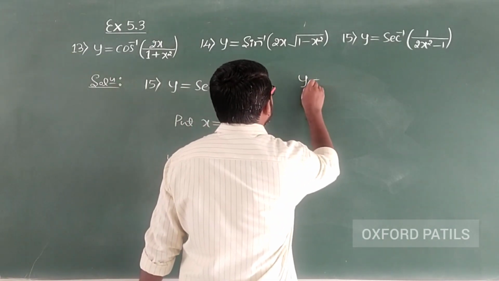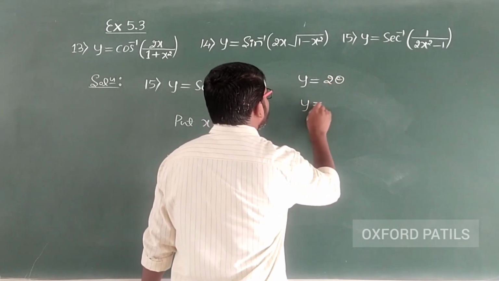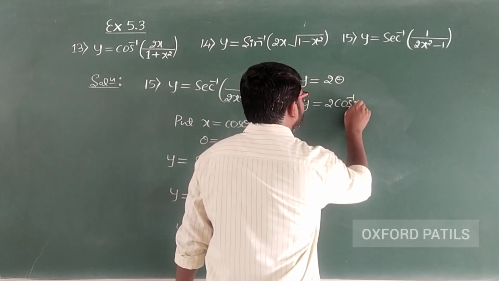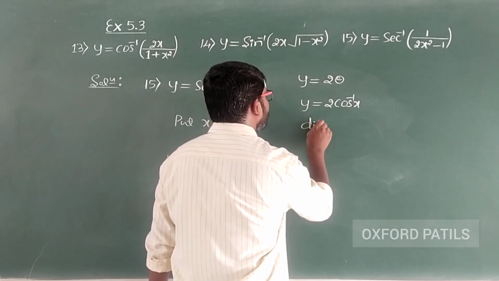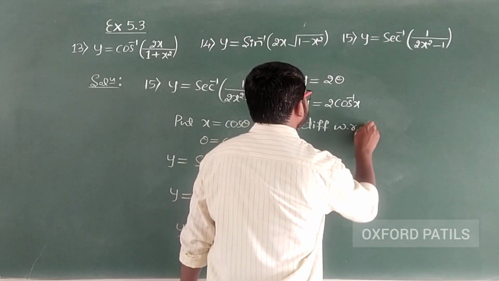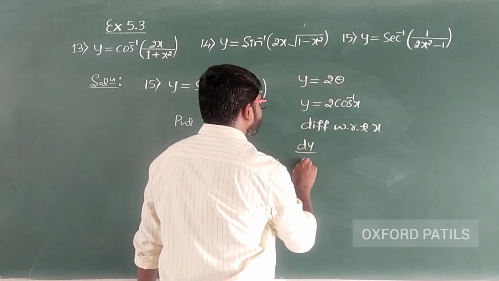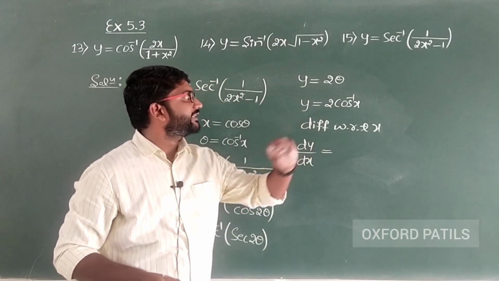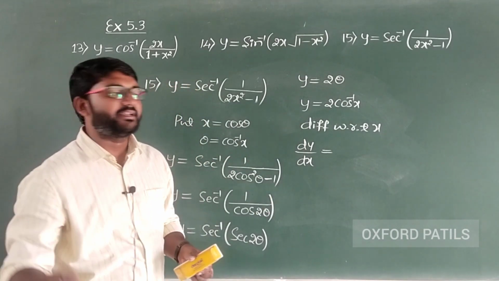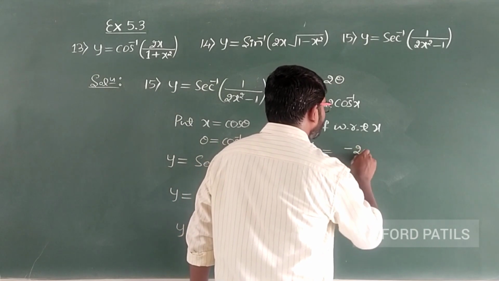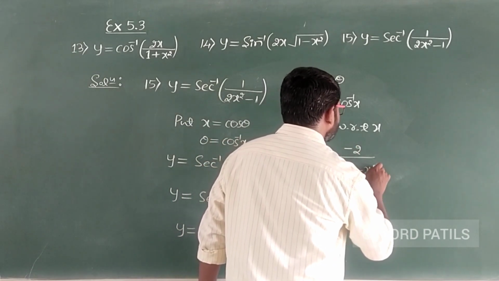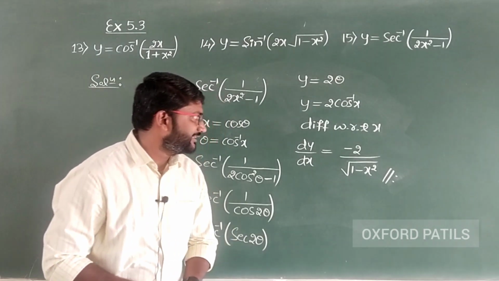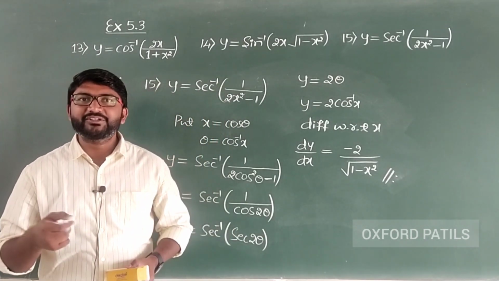So y equals 2 theta. Then y equals 2, replace theta now, it is cos inverse x. Now differentiate both sides with respect to x. So what do we have? dy by dx equals, now 2 is a constant, write it as it is. The derivative of cos inverse x will be minus 1 divided by square root of 1 minus x square. So 2 into minus 1 gives minus 2 divided by square root of 1 minus x square. So this is the required answer for question number 15. So with this we have completed the derivatives of implicit functions as well as inverse trigonometric functions.